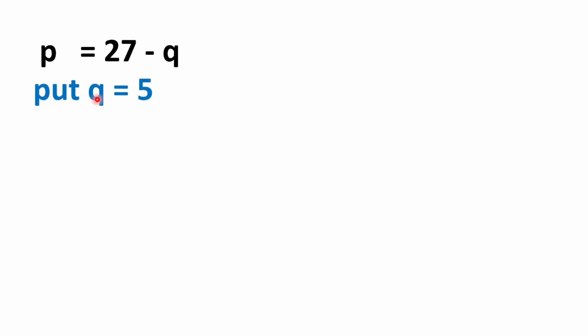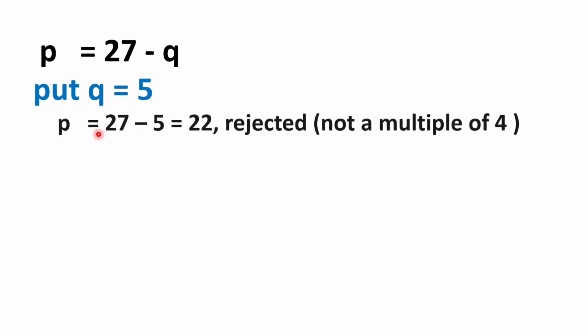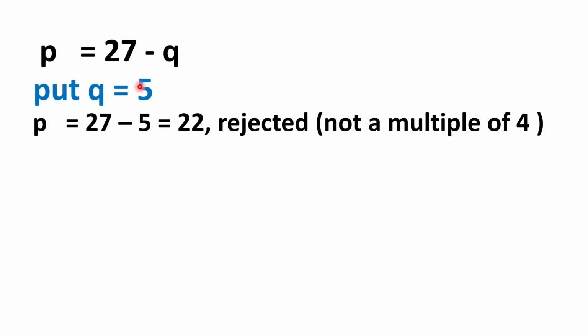So let's put Q equal to 5. After putting Q equal to 5, this equation will become 27 minus 5, which is equal to 22. So 22 is not a multiple of 4 for the value of P. Therefore, this value is rejected.